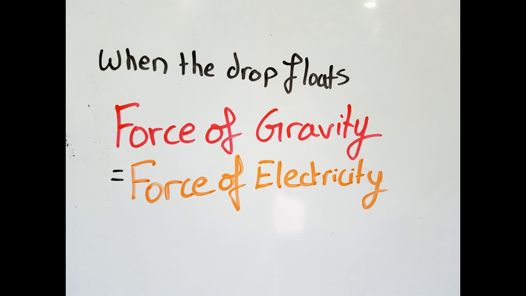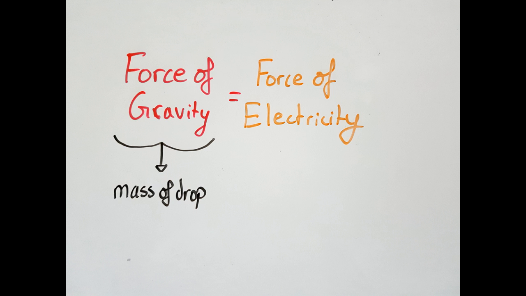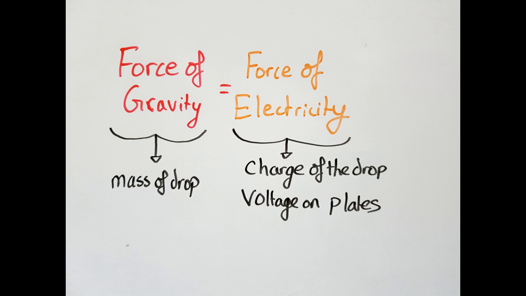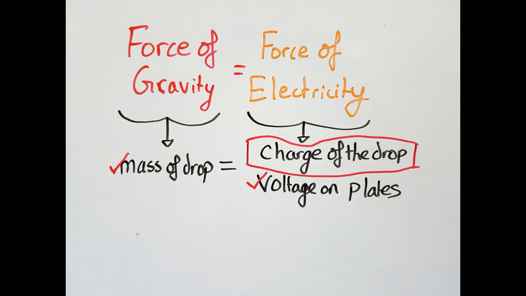Now, going back, we know that the droplet floats when the force of gravity equals the force of electricity. The force of gravity is dependent upon the mass of the droplet, as g in the equation W equals mg in this case remains constant, therefore m is the only variable. The force of electricity is dependent upon the charge of the droplet and the voltage supplied to the plates. We can now see the different variables in the equation, and we've obtained two of them experimentally, the mass and the voltage, so we can now rearrange the equation to solve for the charge of the droplet.